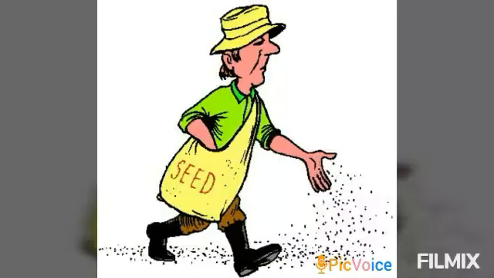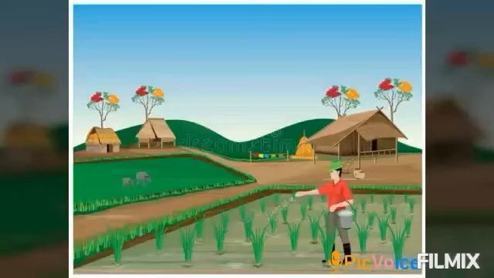There are two different methods of sowing the seeds. Traditionally, sowing is done manually by hands, and in some places seed drilling machines are used.